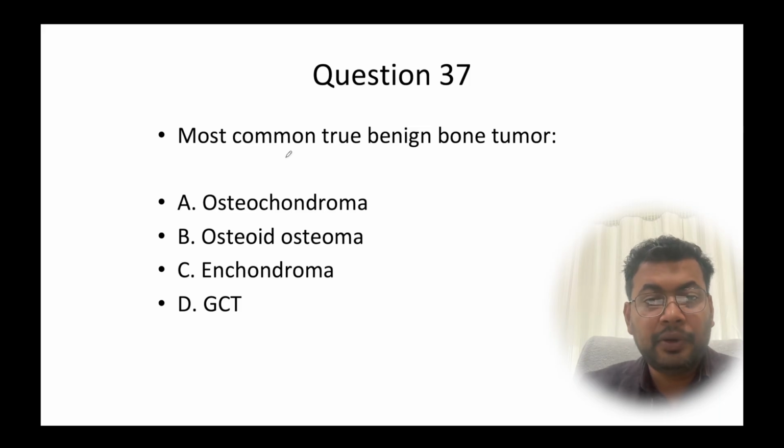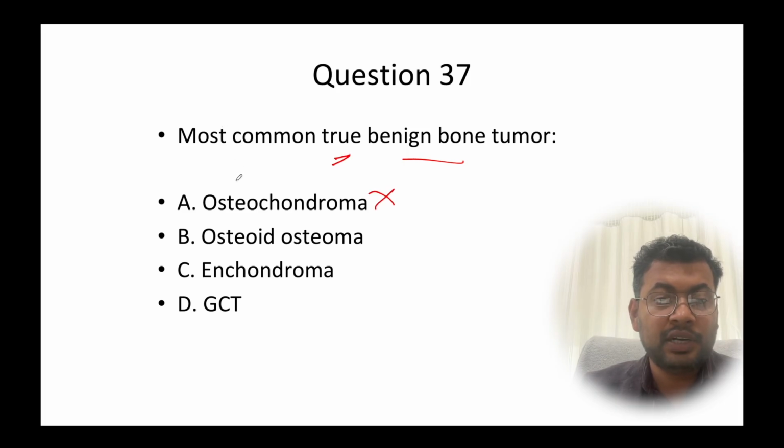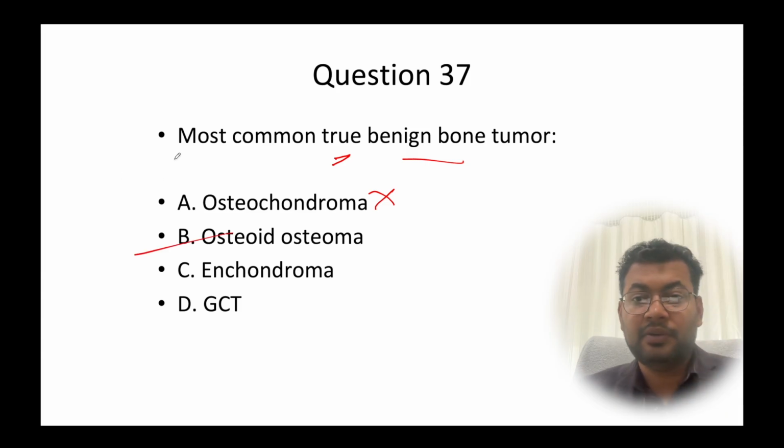Most common true benign bone tumor. So they are asking benign bone tumor and true. So it cannot be osteochondroma because it is not a true benign tumor. It is a developmental anomaly. The answer is B. We have already seen.